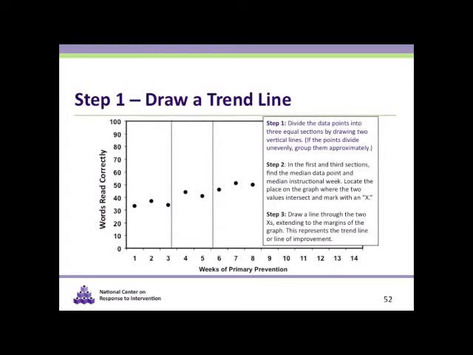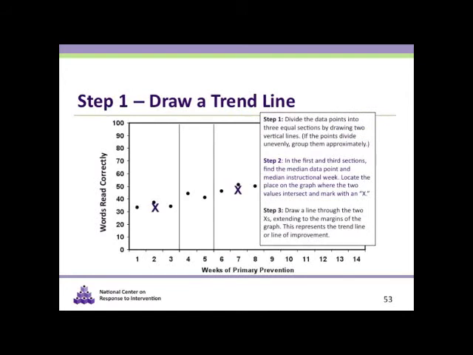Step 1, draw a trend line. First, divide the data points into 3 equal sections. If the points divide unevenly, try to group them approximately. Once the data points are divided into 3 sections, draw 2 vertical lines to separate the sections.